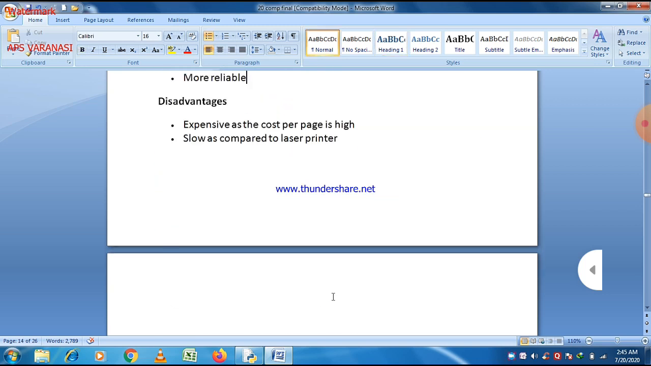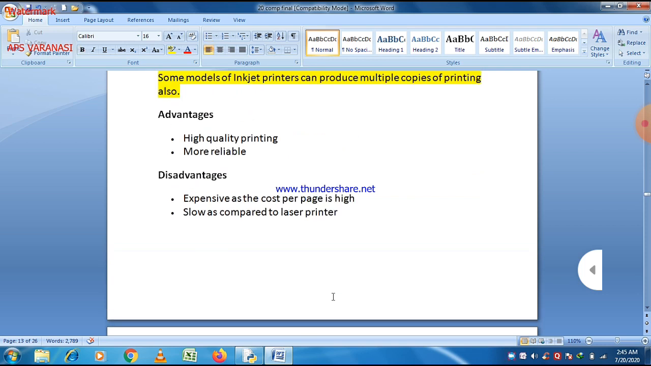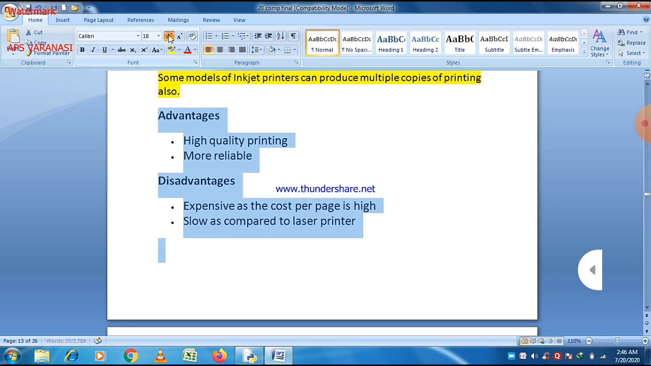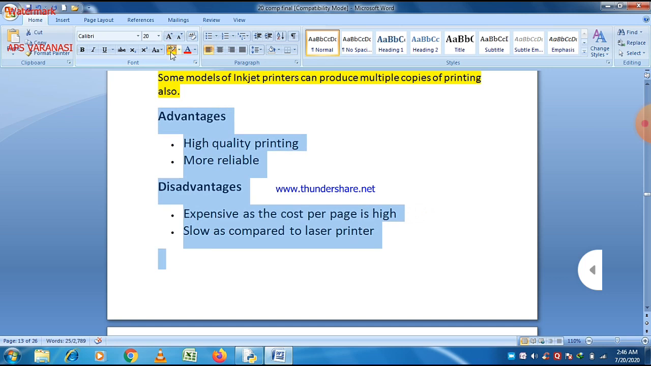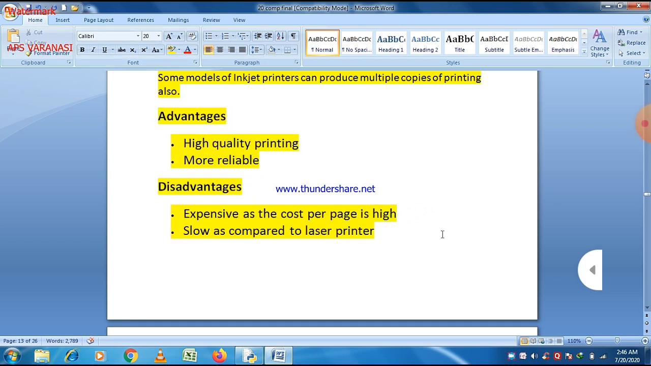And the disadvantages are they are expensive as the cost per page is high, and slow compared to the laser printer. When we compare it with the laser printer, of course the laser printer is the fastest printer, so as compared to a laser printer they are very slow. But they are much more expensive as compared to impact printers.